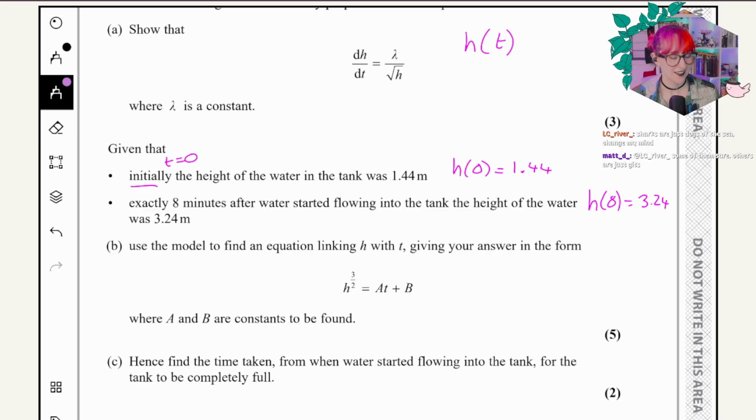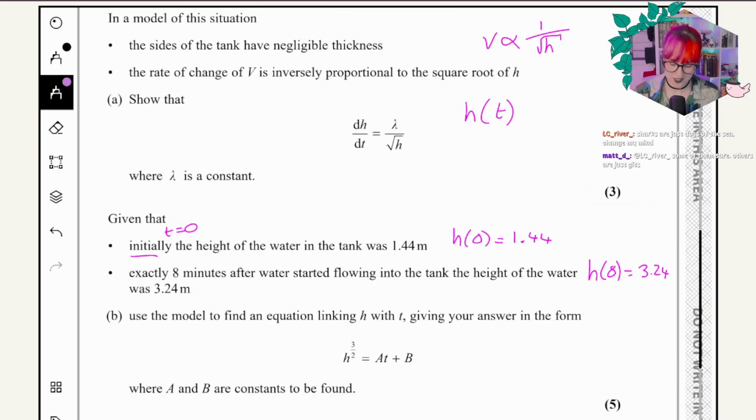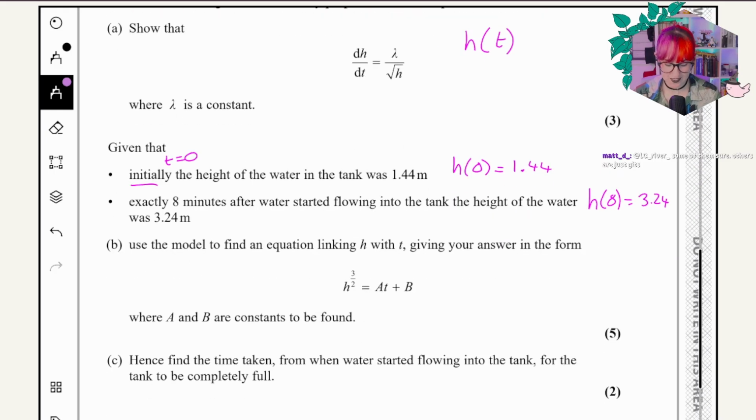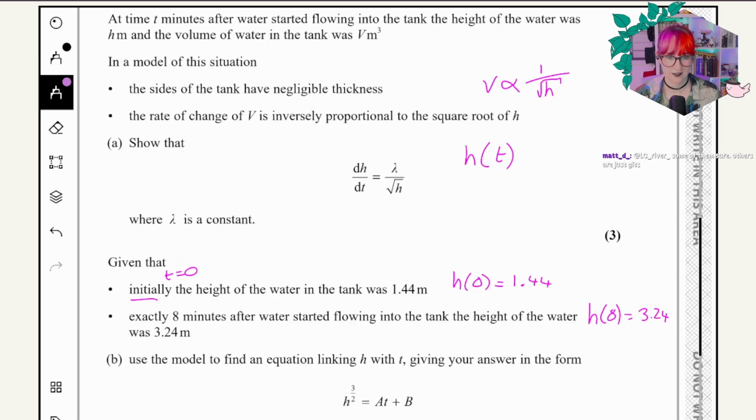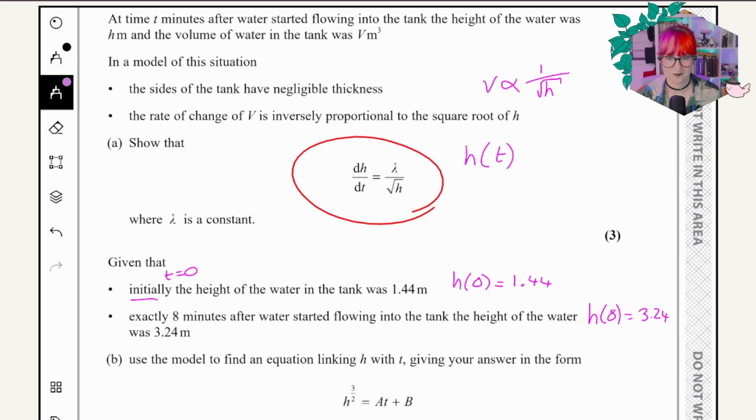That's fair. Okay, back to the equation. The first thing that we're being asked to do is just show that this expression, the change in h over time, is proportional to this thing, which is something that we can get to. We then get given these additional pieces of information. Use the model. So the model here is this thing. So use everything we've built to get to that point.